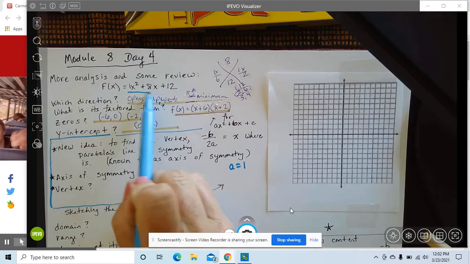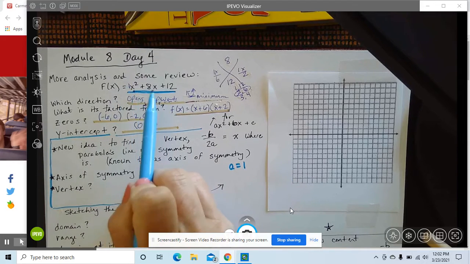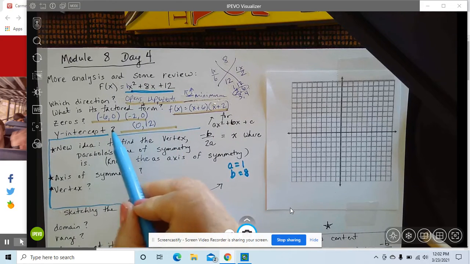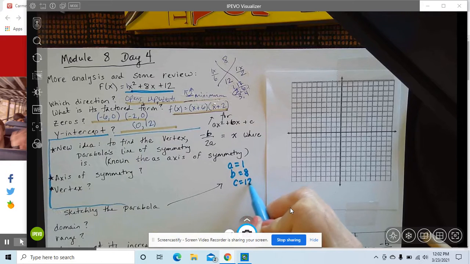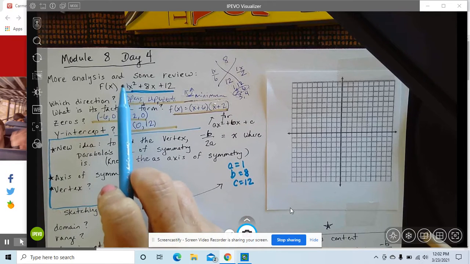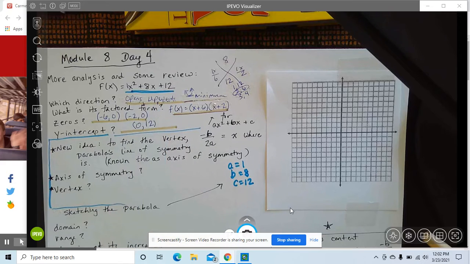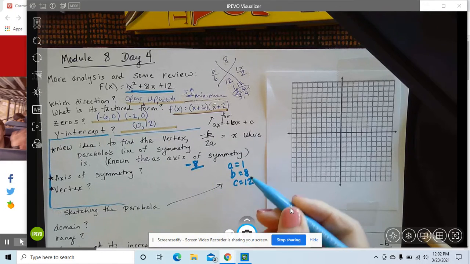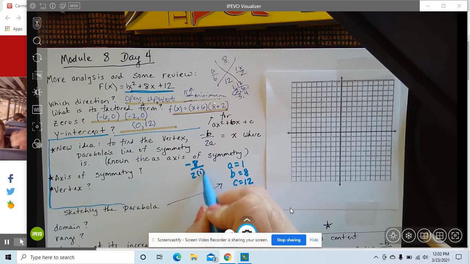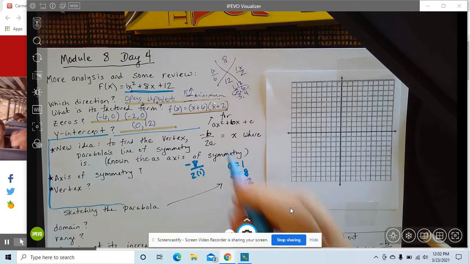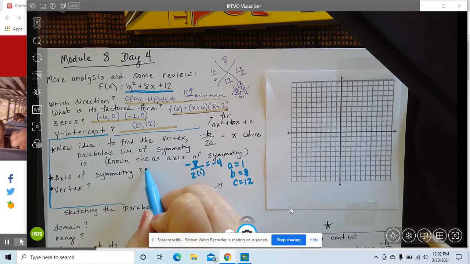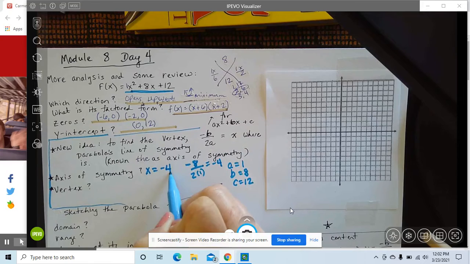I'm looking up here, by the way. A is 1, b is 8. And even though we're not going to use c for this one, c is 12. So if something's in standard form, the coefficients from first to second to third position are the a, the b, the c. So negative b over 2a would be negative 8, because that's b over 2 times 1. And if you clean that up, that gives you negative 4. So the axis of symmetry has the equation x equals negative 4.